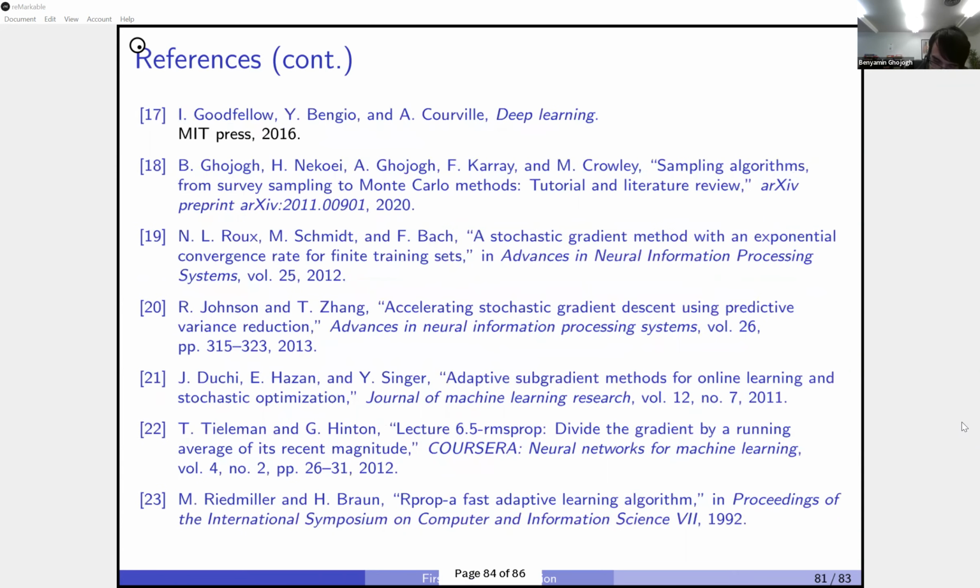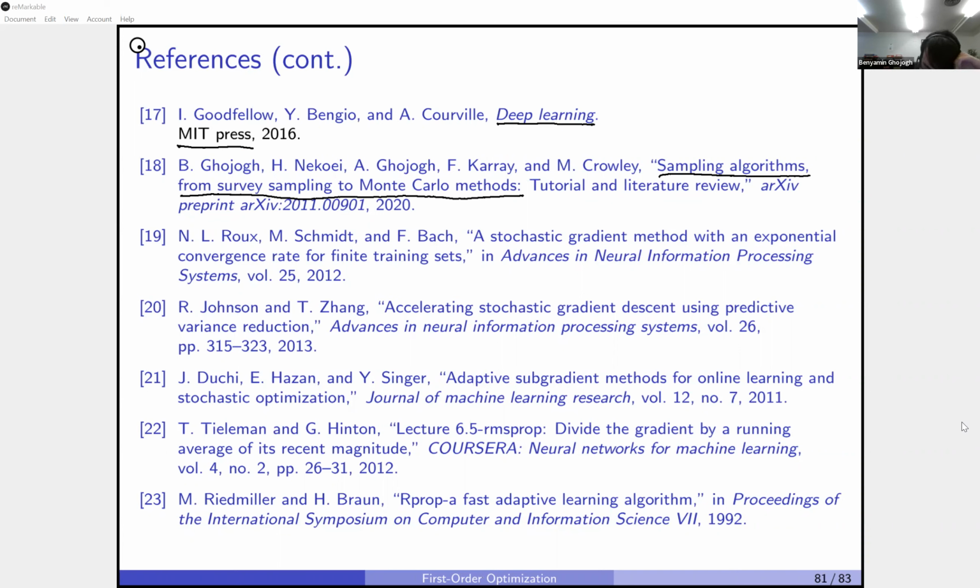Okay, this is the famous book on deep learning, because backpropagation is related to deep learning, by Goodfellow, Bengio, and Courville in MIT Press. This is my tutorial on sampling algorithms, from importance sampling to Monte Carlo methods. Do you remember I talked about the variance of the stochastic gradient descent optimization? I referenced this. I said you can look up the proof there.